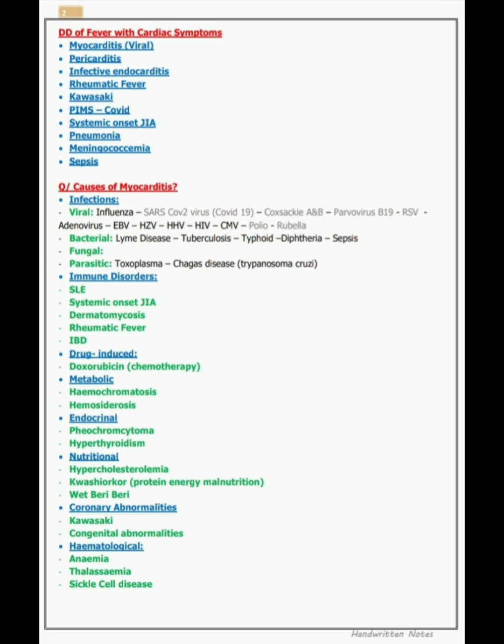Now, immune disorders: that is SLE, systemic onset JIA, dermatomyositis, rheumatic fever and inflammatory bowel disease. Drug-induced is doxorubicin, that is chemotherapy. Metabolic are hemochromatosis and hemosiderosis. Endocrine are pheochromocytoma and hyperthyroidism. Nutritional are hypercholesterolemia, kwashiorkor, protein energy malnutrition, beriberi. Then coronary abnormalities, Kawasaki and congenital abnormalities. Hematological causes are anemia, thalassemia and sickle cell disease.